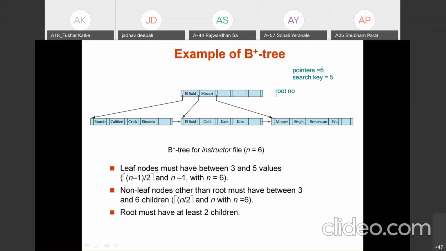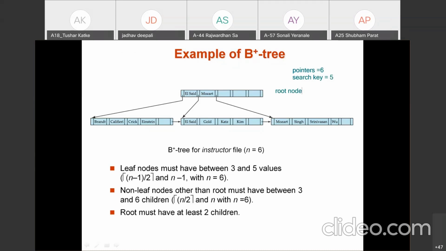Okay. And as n is equal to 6, only 2 levels are there. At the second level, no internal nodes are there. At the second level, we can show only a leaf node. Now see the records.